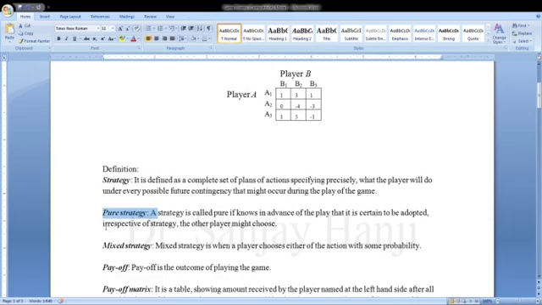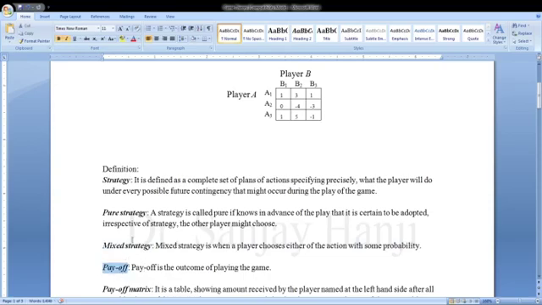Now, what is a mixed strategy? A mixed strategy is when a player chooses among the actions with some probability. Player A has planned three strategies. If player B comes with B1, he will come with A1. If player B comes with B2, he will come with A2, and so on. Or maybe if player B comes with B1, he will play A3, or if B comes with B2, he will play A1. So based on what B plays, he will think and play his strategies. This is called a mixed strategy.